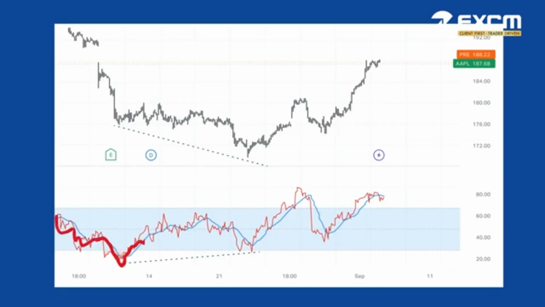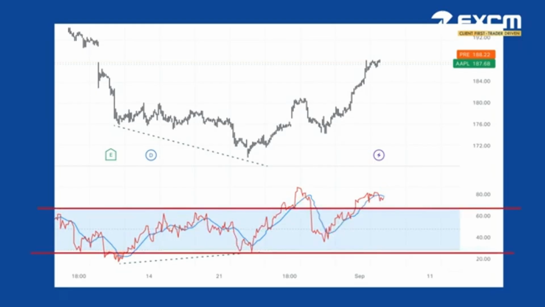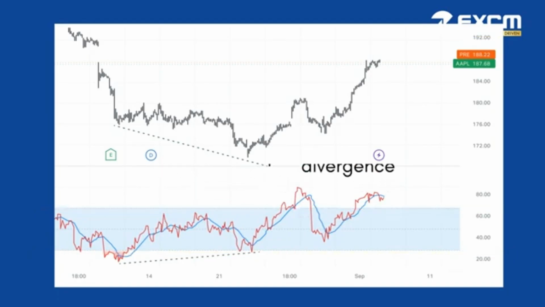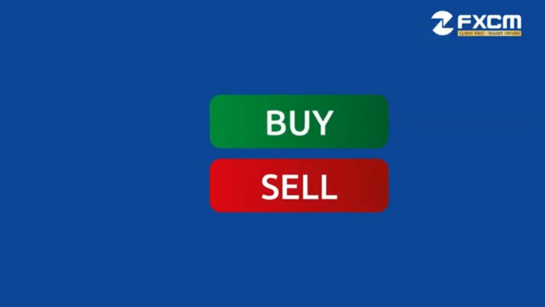RSI is a momentum oscillator that measures the speed and change of price movements, typically on a scale from 0 to 100. Readings above 70 indicate overbought conditions, while readings below 30 indicate oversold. However, RSI is best used to spot divergence or confirm strength, not simply as a signal to buy or sell.